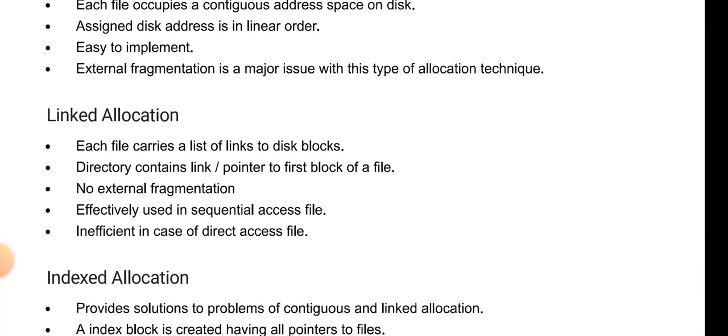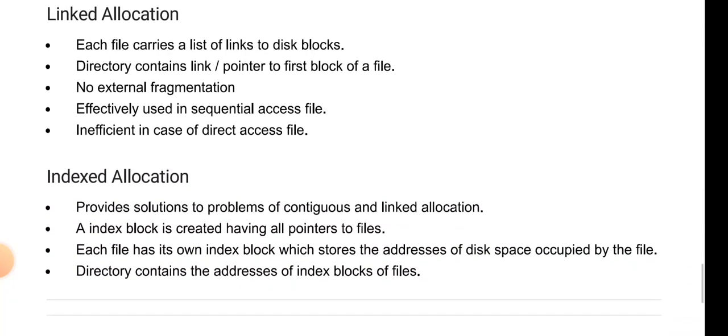Linked allocation. Each file carries a list of links to disk blocks. Directory contains link pointer to first block of a file. No external fragmentation. Effectively used in sequential access file. Inefficient in case of direct access file.